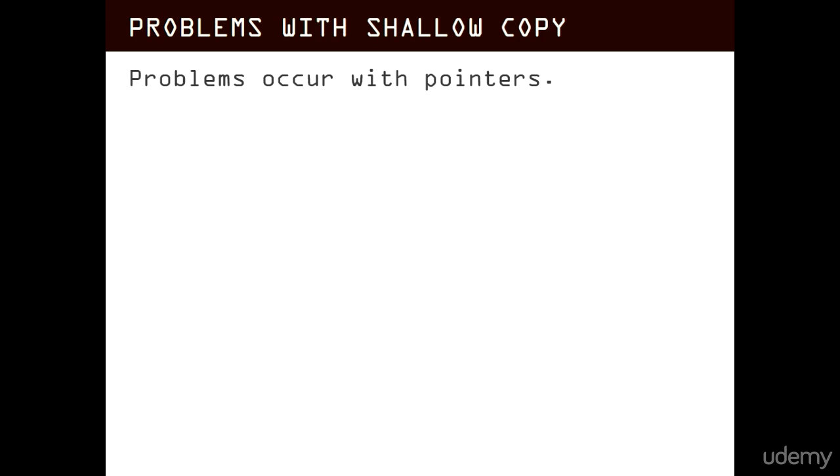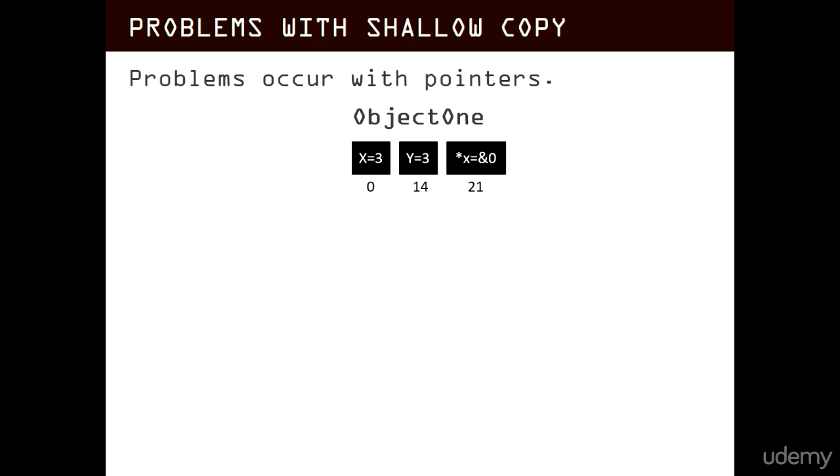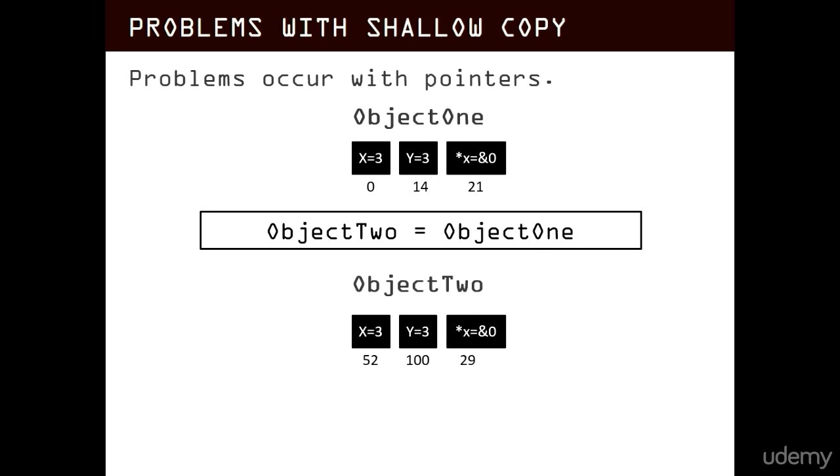Now, problems do occur when we start dealing with pointers. Imagine that we have attributes x and y, and we have a pointer to x in our class. The numbers that you see below the boxes are addresses in the memory. These aren't the actual addresses in which these would be stored. We can't know them before runtime, so these are just assumptions. Now we have another object, and we're setting object 2 equal to object 1.